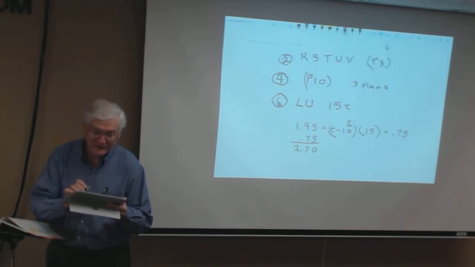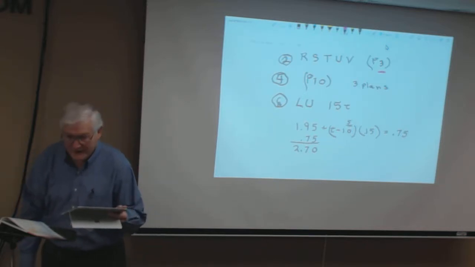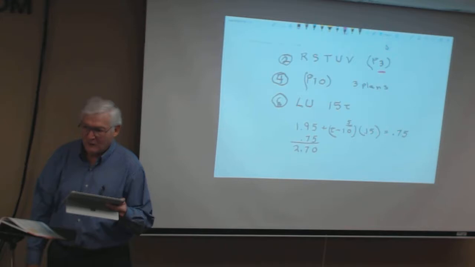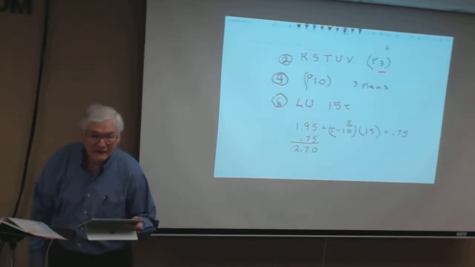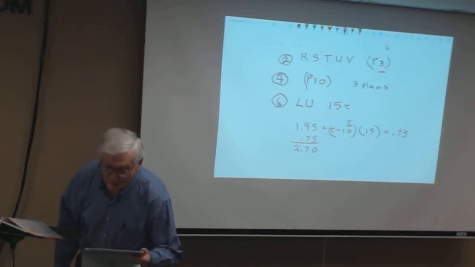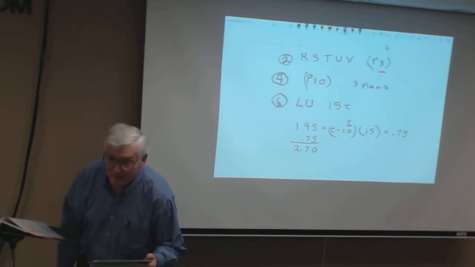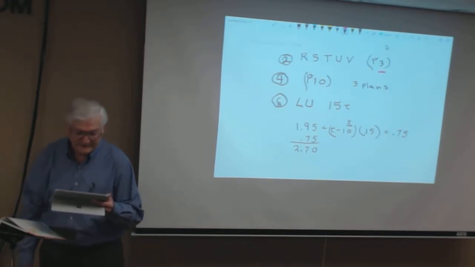Maybe I should change this to red so we can highlight some things. I put page 3. And what does page 3 say? What's R stand for? Read. What's S stand for? Select. What's T stand for? Think. What's U stand for? Use. And what's V stand for? Verify. There you go. And you got it from page 3.